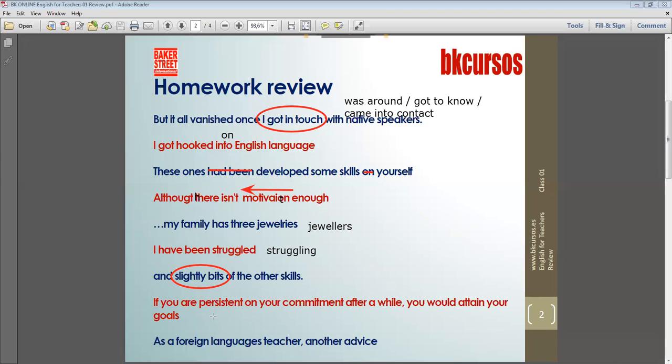All right. And then finally, this was a very nice sentence. If you are persistent in your commitment, after a while, you would attain your goals. You will obtain. You, future, will. Yeah, you will. You might. You may. Attain your goals. Obtain.